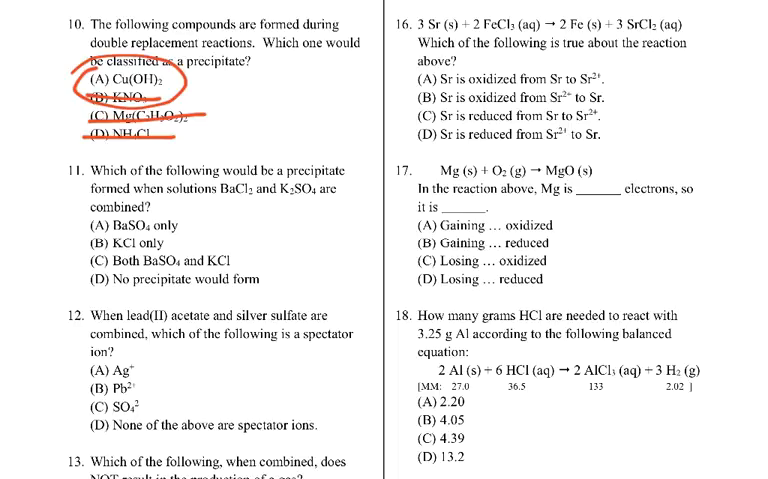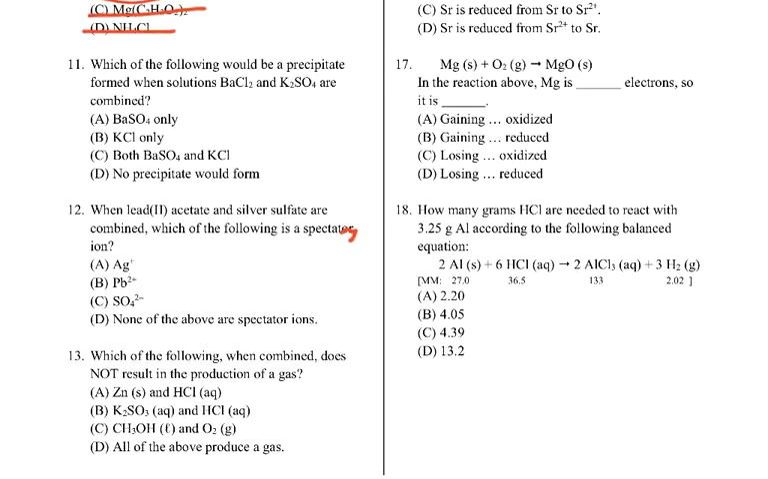Number 11, which of the following would be a precipitate formed when these two chemicals are mixed? So again, we have barium and sulfate, we got potassium and chloride, and it's not going to be a potassium compound because all potassium compounds are soluble. So I know that that is not the answer. Okay, so I know it's not C, both of those. The question is, is barium sulfate a precipitate? And the answer is yes, it is, because we see on our solubility rules, sulfates are soluble except for calcium, barium, strontium, and lead. So this would be a precipitate. The answer is A.